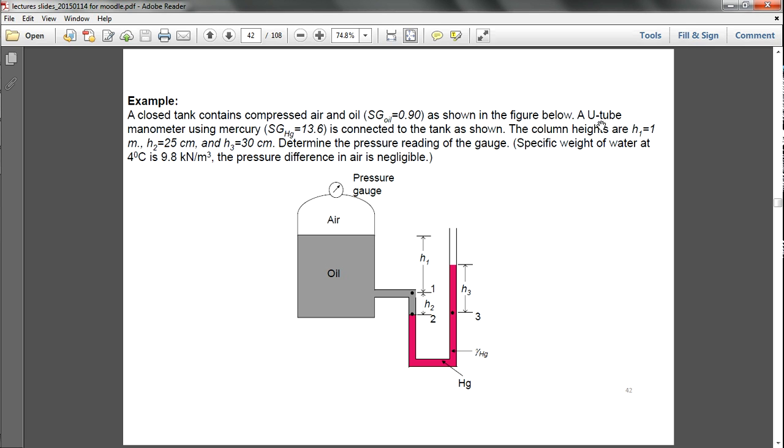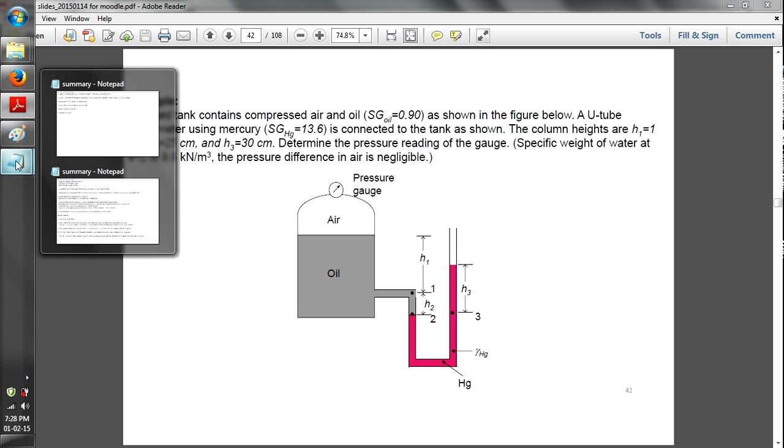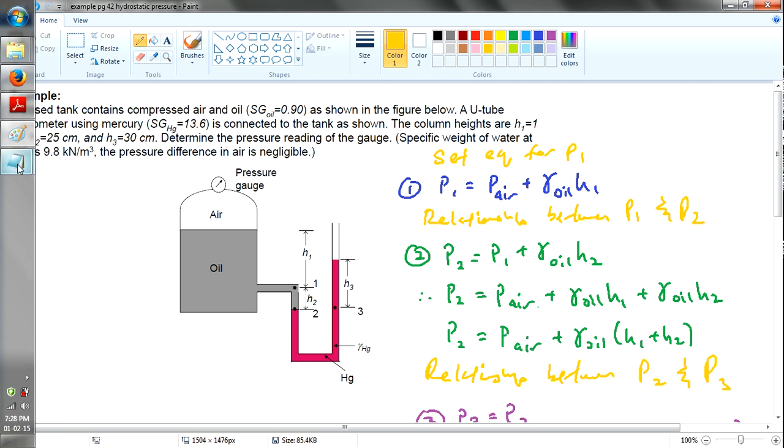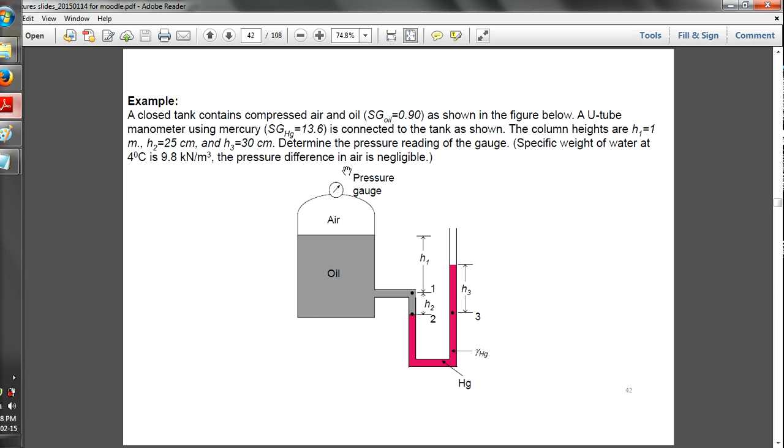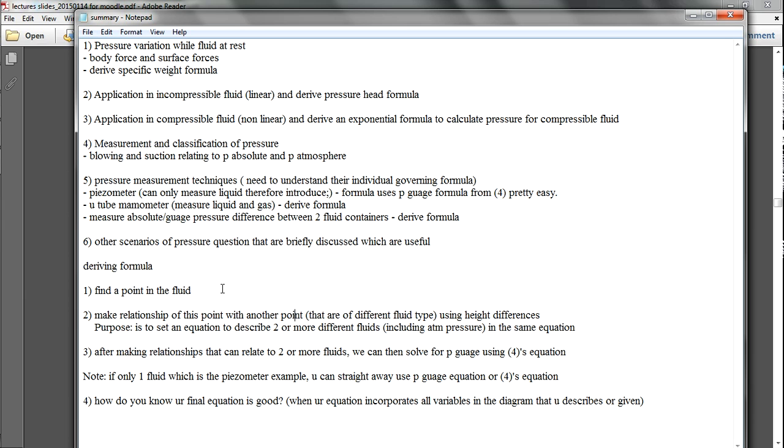Make sure you take note that there are meters and cm, so the first thing you need to do is change all of these into meters. So cm to meter first, and then write it down in your notes, although I didn't write it down. It's good practice to write down all the dimensions first. Then you determine the pressure reading, and you are given the specific weight of water at 4 degrees Celsius. It's not simple, but rather an intuitive thing that we can use.